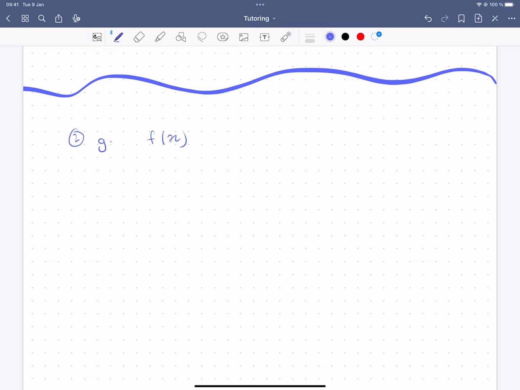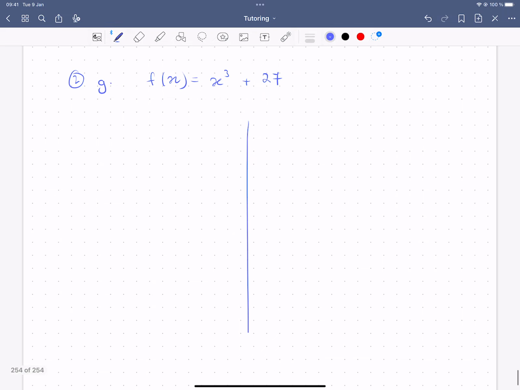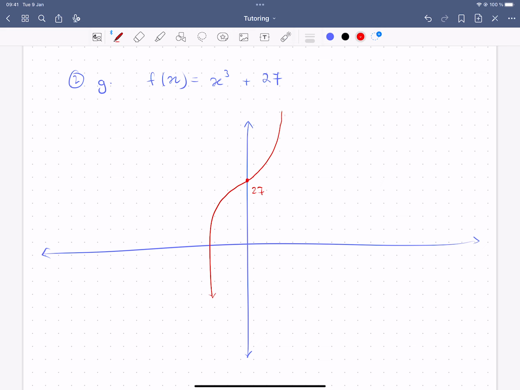So we've got a graph y squared equals f of x, where f of x is equal to x cubed plus 27. Now, x cubed plus 27 is a cubic graph. It has a y-intercept of 27, and it looks like this. The reason I chose this one is because the answer has a really weird, exaggerated curve.